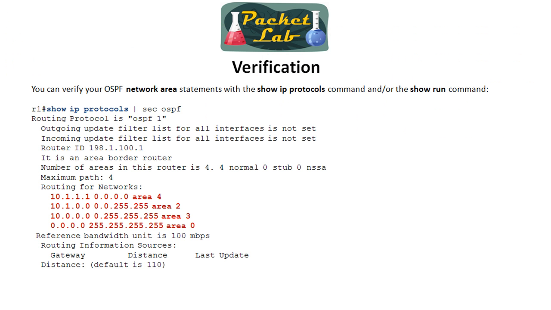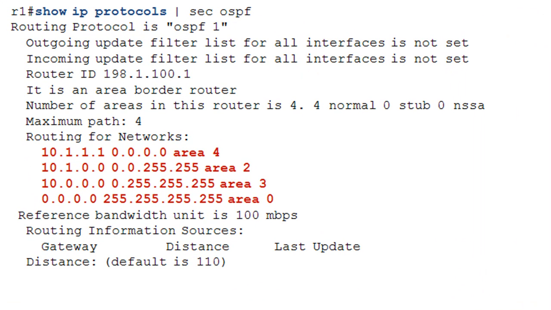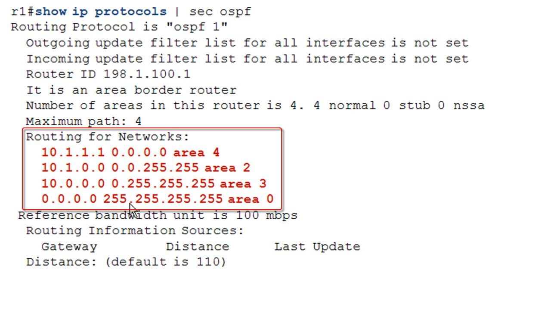So you can verify your network area statements, not just the assignments of the interfaces, but the actual statements themselves with 2 different commands. Of course, you can do the show run, and we'll see that in the next slide. But you can also use the show IP protocols, and you just want to look at the OSPF section if you've got multiple protocols running, which is cool. It shows routing for networks, and that shows you this list of output here, and this is your network area commands. Basically, you just stick a network in front of those, you've basically got what you've got in the running configuration, and in the order too. They're listed in order of specificity.